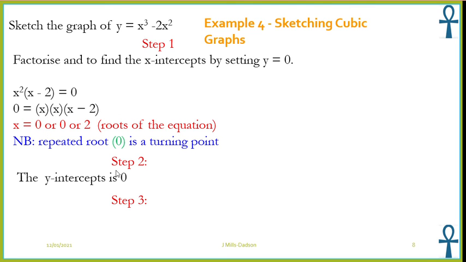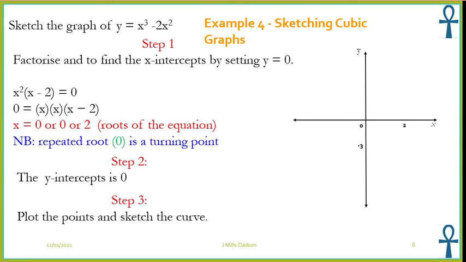Now, step 2, set x equals 0. And you can see there's no constant term, so it's even easy to do. The intercept is still 0. So let's plot the roots of the equation, 0 and 2. Intercept is still 0. And it's a positive coefficient, so it has to be of this format. 0 is a turning point, so draw it as a turning point as it's flashing, and that's done. So this is how we sketch a cubic graph.